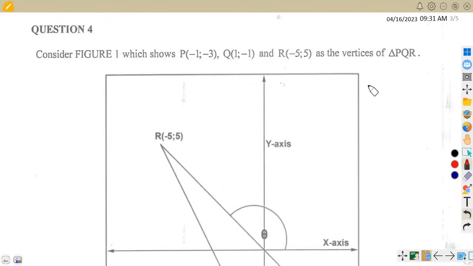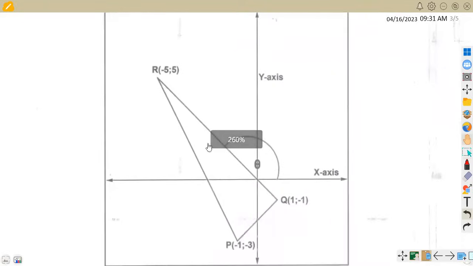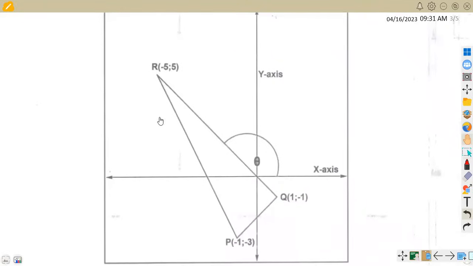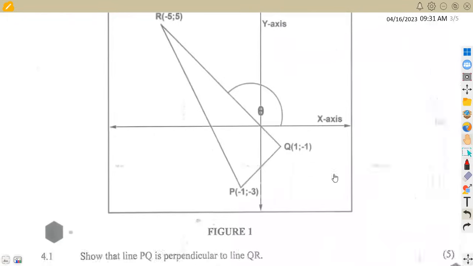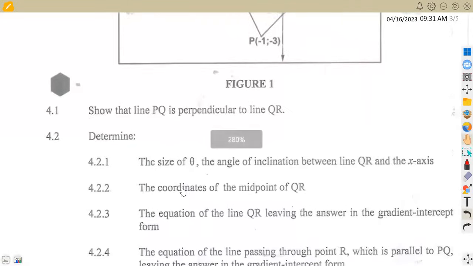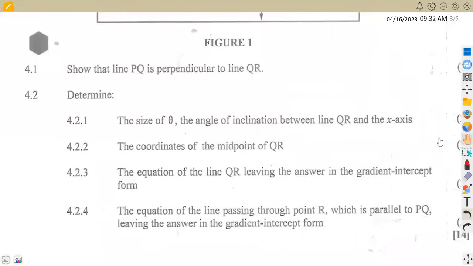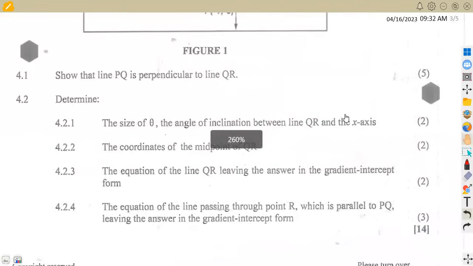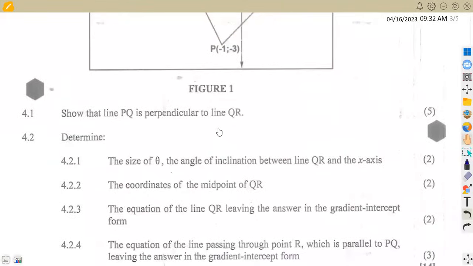Consider fig 1, which shows point P, point Q, point R as vertices of triangle PQR. Okay, so this is our triangle PQR, and we're given its vertices. All right, so this is our triangle. We're given these points and so forth. All right, so from the triangle that we are given, we are now asked to show that the line PQ is perpendicular to line QR. Okay, there are 2 lines that we are given, and we are asked to show that these 2 lines are perpendicular, which is line PQ and line PR.